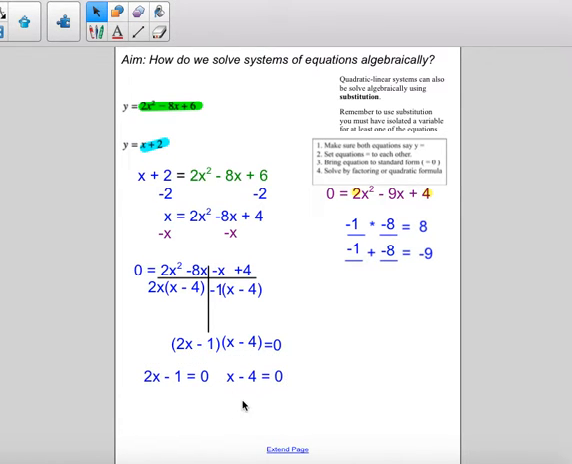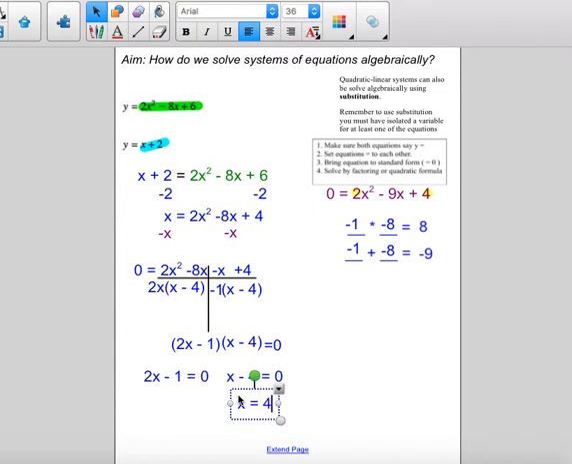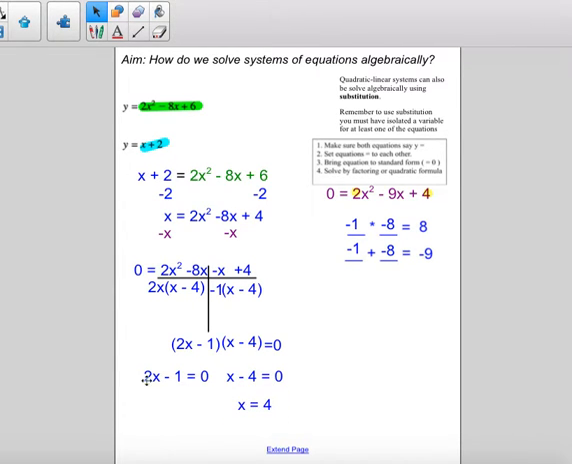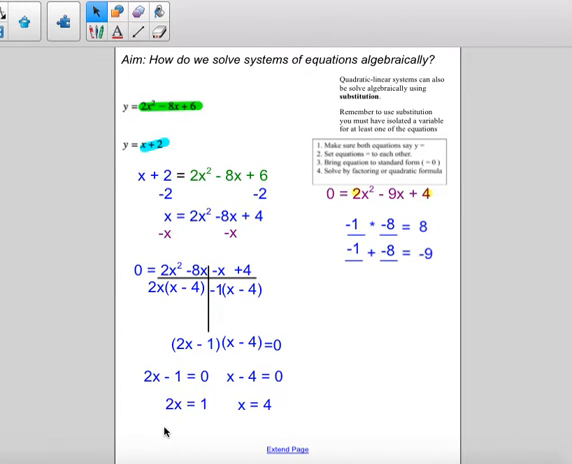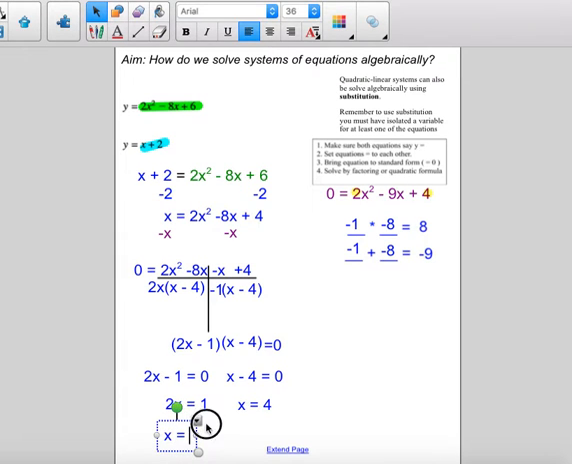That x minus 4 equals 0 is what gave us our whole number solution when we solved this graphically. I can add 4 to both sides and get x equals 4. 2x minus 1 equals 0 is the factor that's going to give us our fraction solution. I can add 1 to both sides to get 2x equals 1, and then divide both sides by 2 to get that x is equal to 1/2.